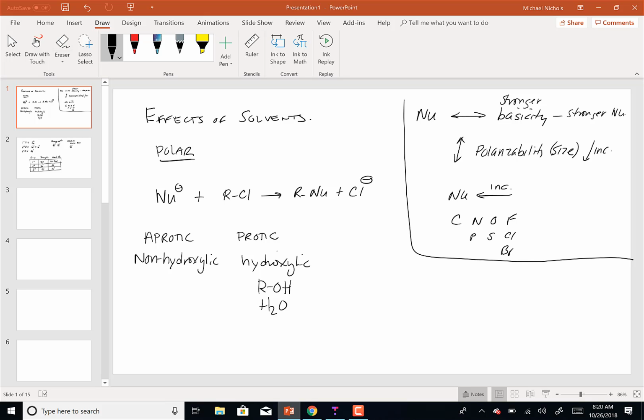Those are our two biggies. Alcohol and water. They both contain OH groups. They both contain protons that can be deprotonated, so hence they're called protic or hydroxylic solvents. Now, the aprotic solvents are things that we've used in lab.